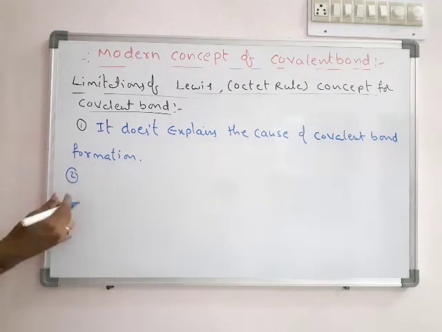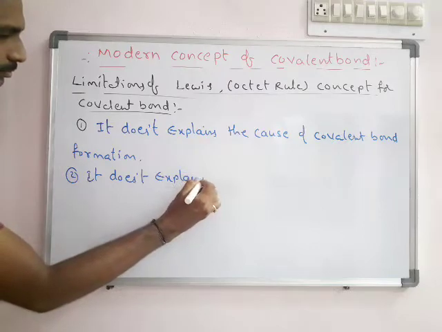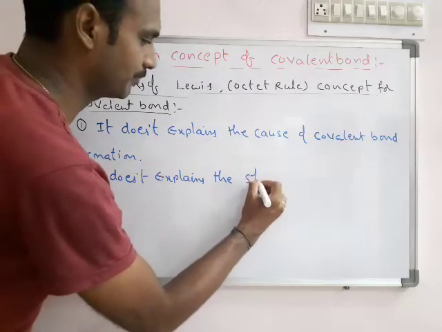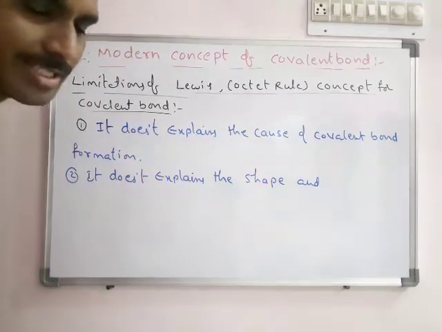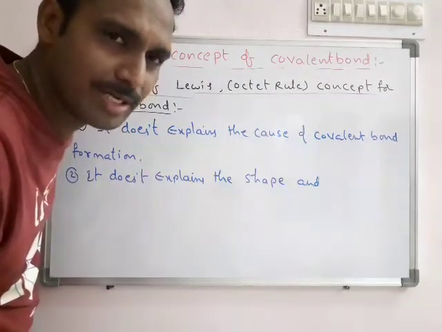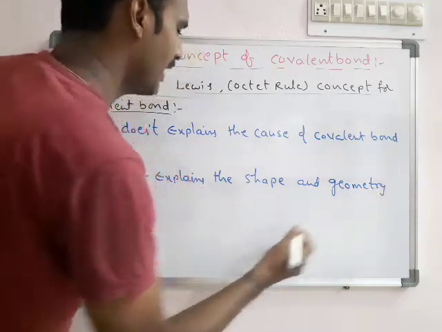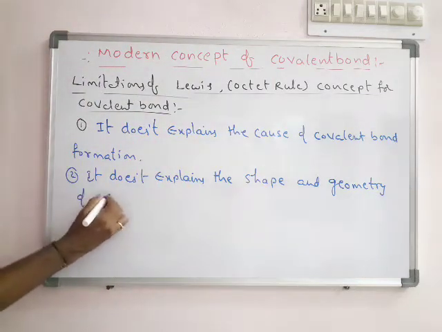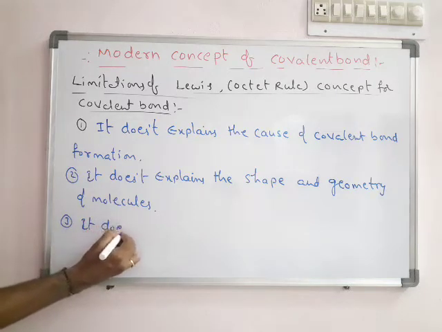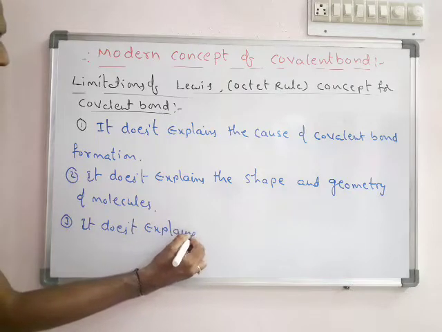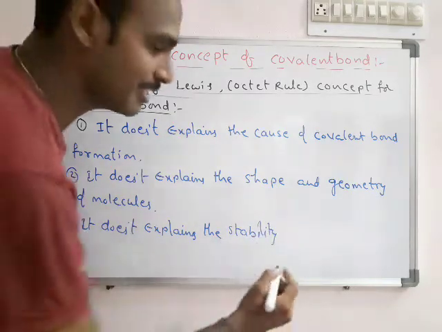The next one: it does not explain the shape. We never discussed the shape in this chapter. In the covalent bond discussion there are no details about the shape; we only looked at electron arrangement, not the shape of the molecule. Shape and geometry have some difference. It does not explain the shape and geometry of molecules. Next, it does not explain the stability of some molecules.